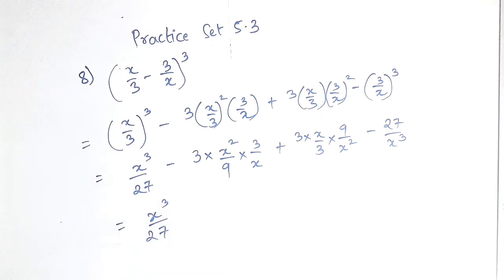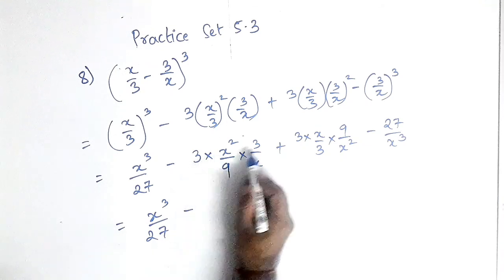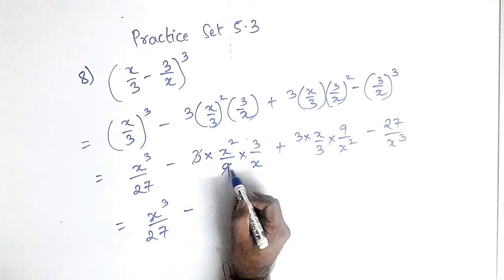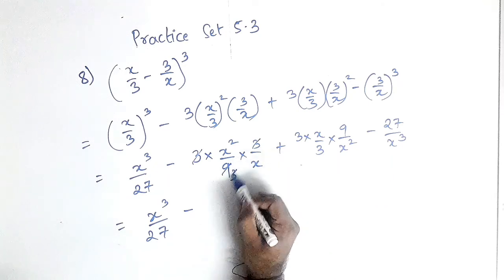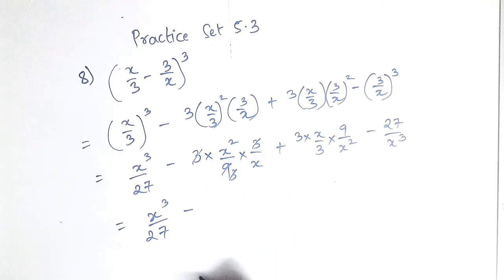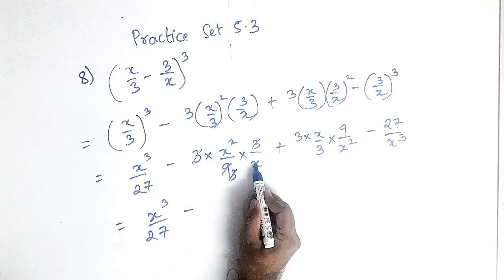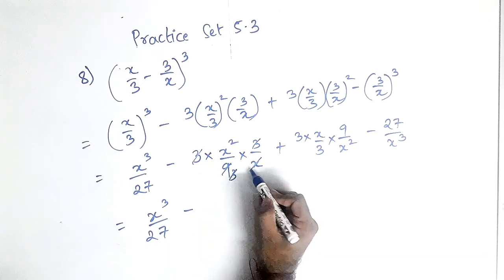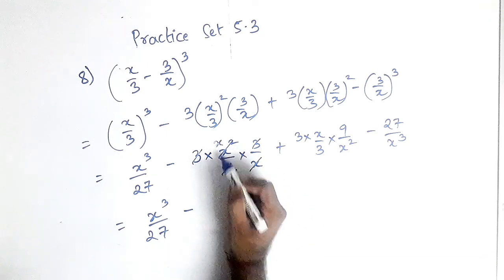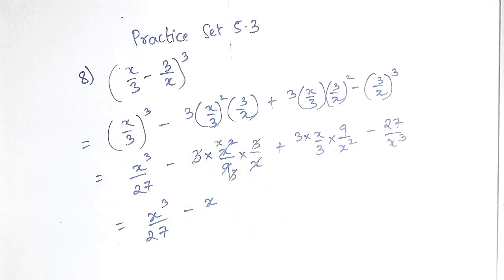Now this is x cube upon 27 minus, if you observe this, 3 3s is 9, so I'll cut. 3 1s are 3, 3 3s and 3 1s are 3. Okay, what remains here? x square upon x. So 1x and 1x will get cancelled. What remains is single x.